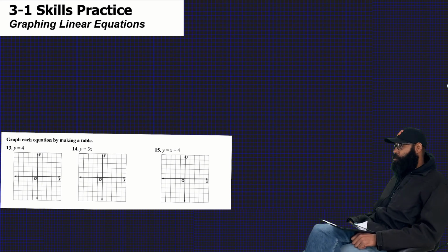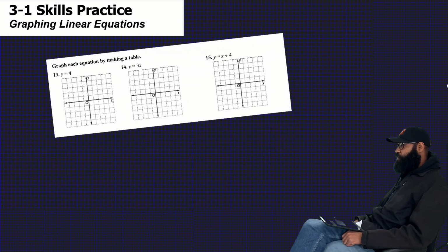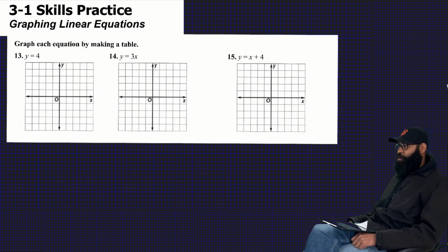So here we go, guys. Number 13, 14, and 15, graph each equation by making a table. By making a what? A table? You mean like where I eat my breakfast? Of course not, right? We mean an X and Y table.